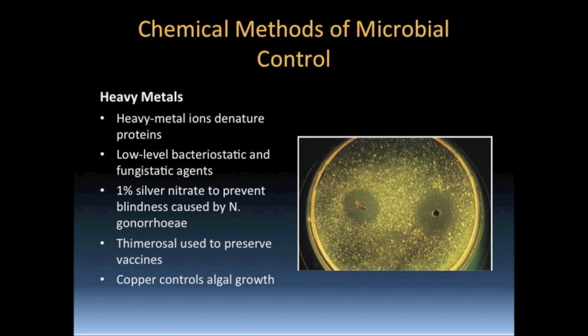Some examples of metal-containing compounds that have been used for medical purposes are 1% silver nitrate and thimerosal. 1% silver nitrate used to be placed on the eyes of newborns to prevent blindness caused by Neisseria gonorrhoeae. This treatment has been replaced with safer, more effective antimicrobials. Thimerosal, which contains mercury and is a metabolic poison, was used as a preservative in vaccines. Thimerosal has largely been replaced with safer alternatives and is only used in a few adult vaccines.